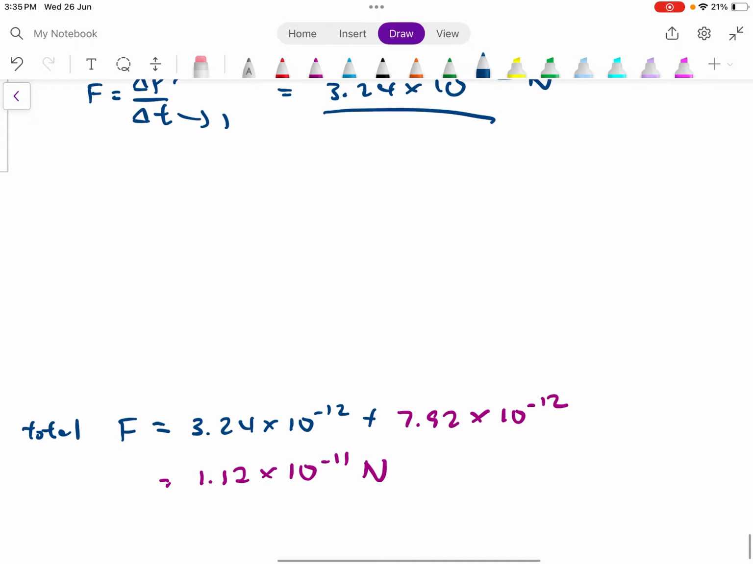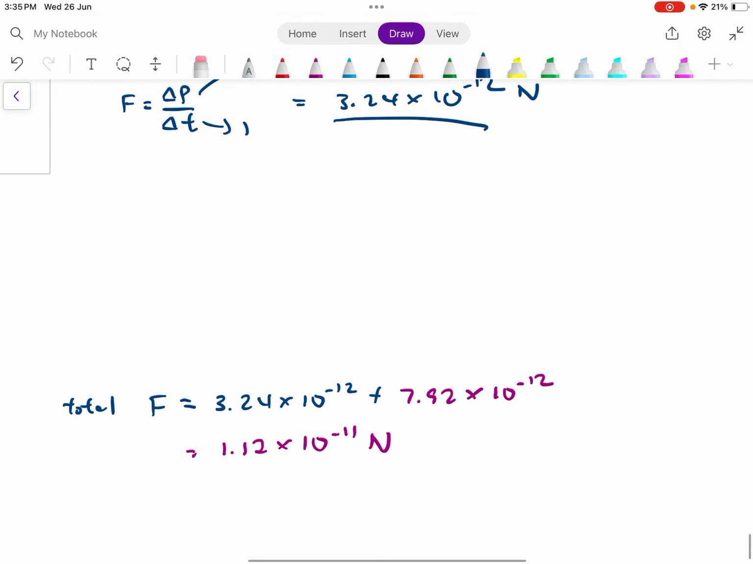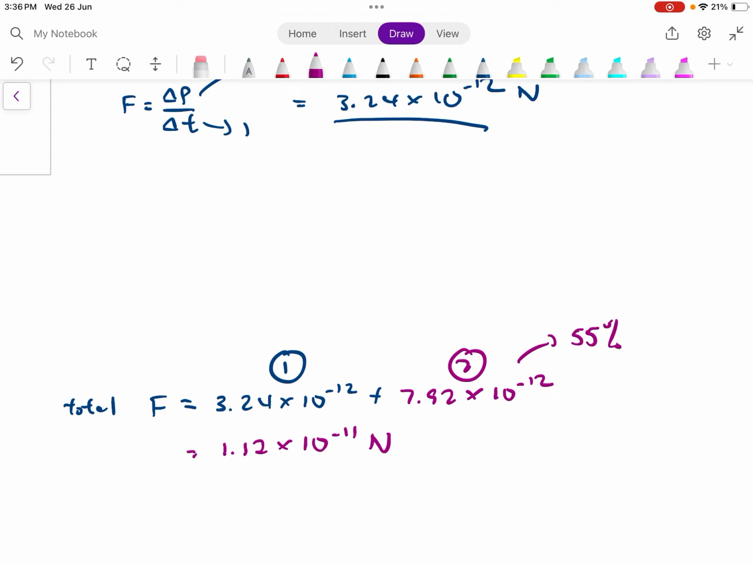Okay, the final part to it. So almost already. So the total force that all the photons exert should be, for example, this is the 45% one, 3.24 times 10 negative 12. Then the second part is the 7.92. So this is your 55%, this is your 45%. So you add up, which should give you a total force of 1.12 times 10 negative 11 Newton. So that is how we actually do the 6 marks question.